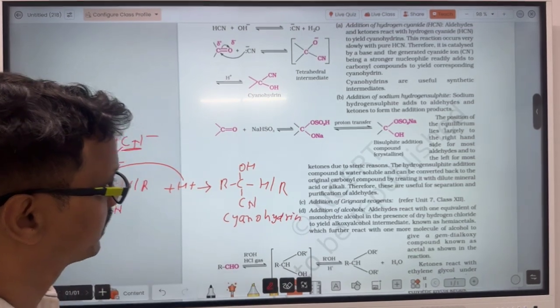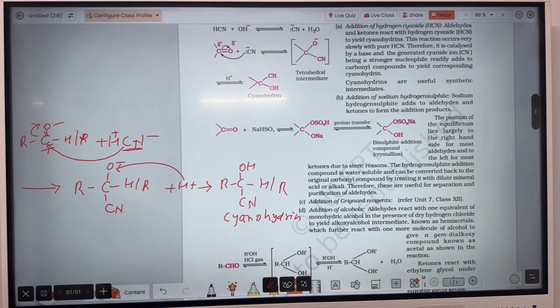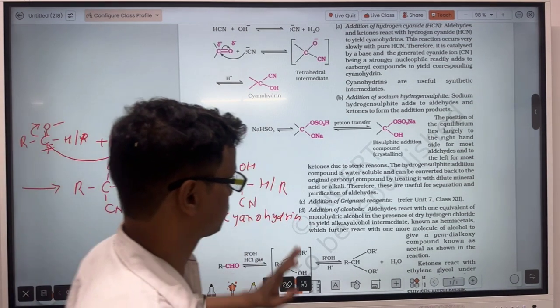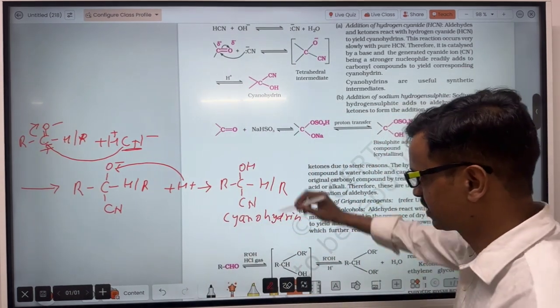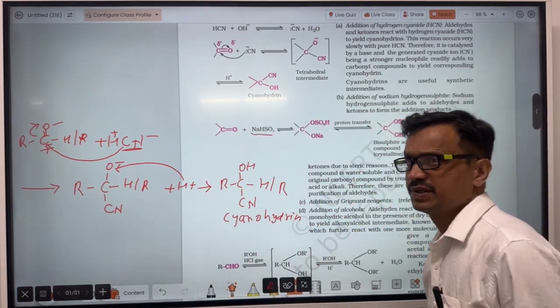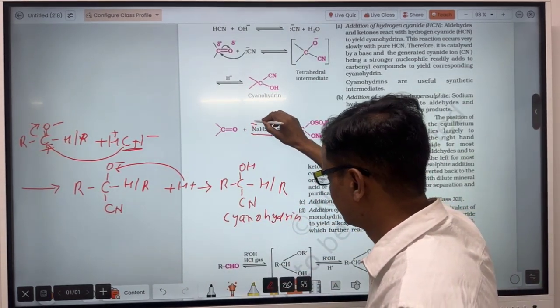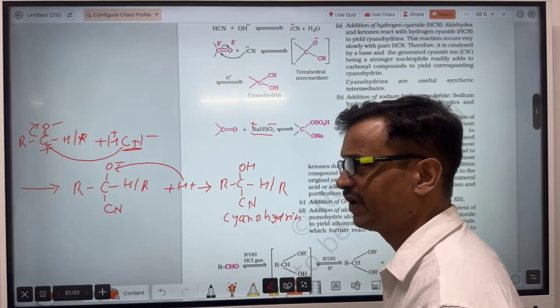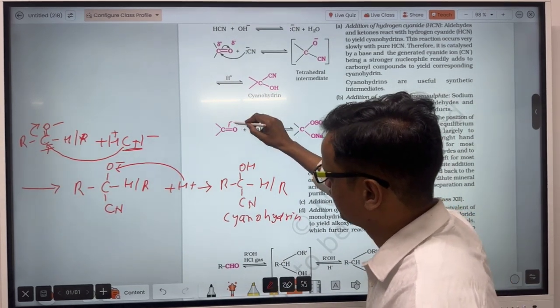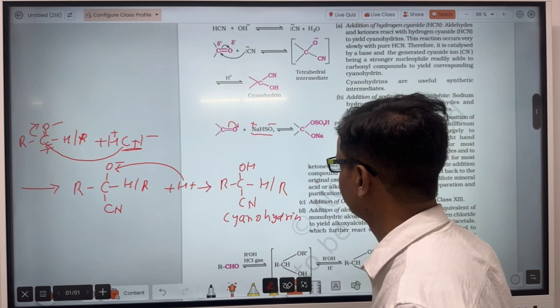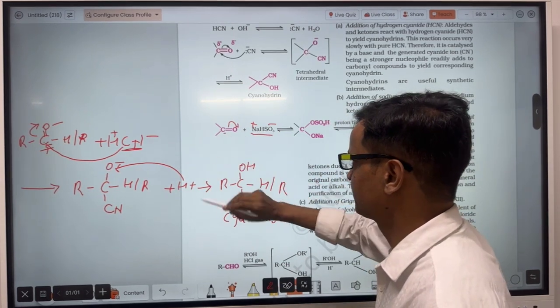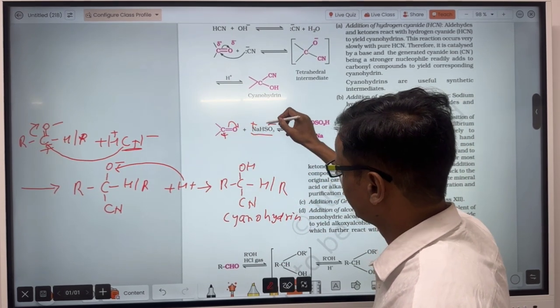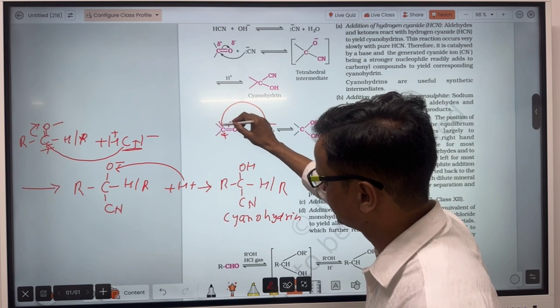Cyanohydrin form. Okay. After that is the reaction with NaHSO3. NaHSO3 will dissociate into Na+ and HSO3-. So the oxygen will attract the pi electrons towards itself, giving a negative charge here and a positive charge here. So HSO3-, that will bond to this carbon.